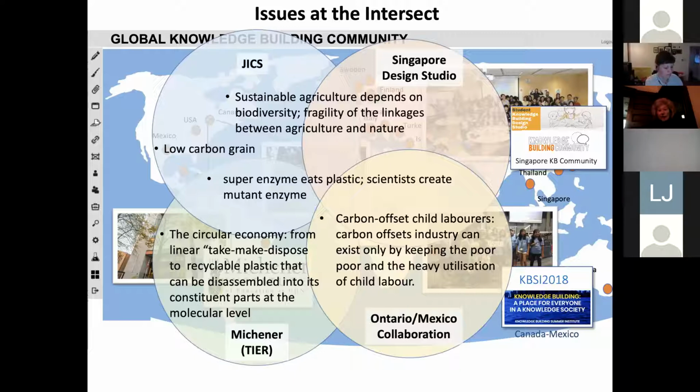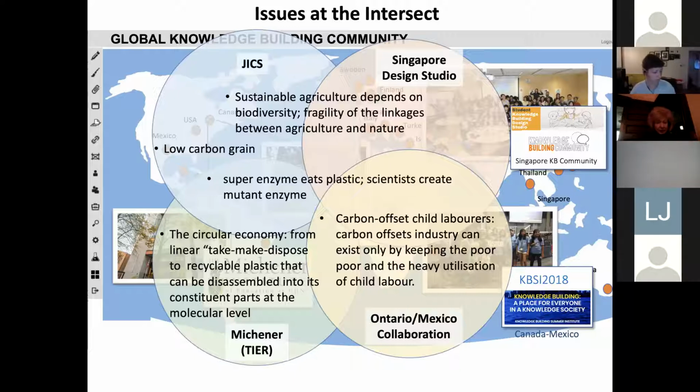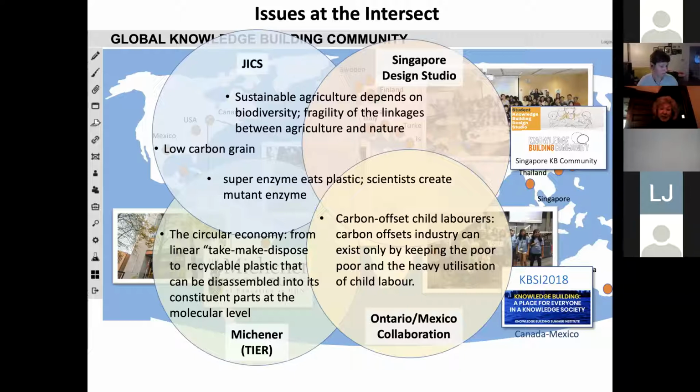Then taking child labor and issues of the climate, just again, doing this kind of search for cutting edge work, this deep level of which the phrase is carbon offset child laborers. And I thought, what in the world are carbon offset child laborers? Well, it's like a new industry that as people need to do their carbon offsets, they can only meet their quotas through keeping the poor and really heavy utilization of child labor. Again, an issue new to me at the intersect of ideas in different spaces.